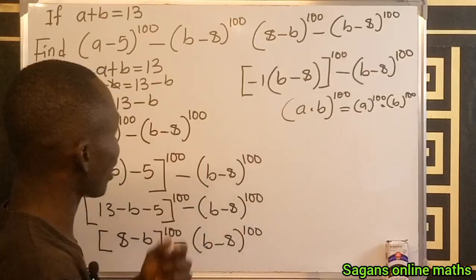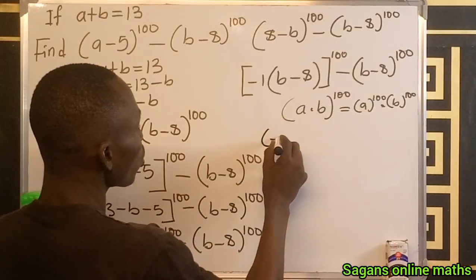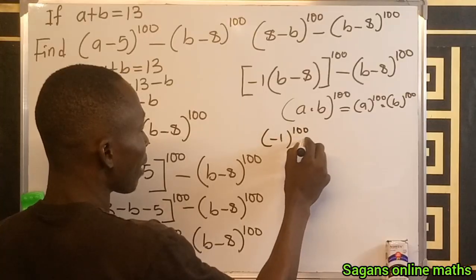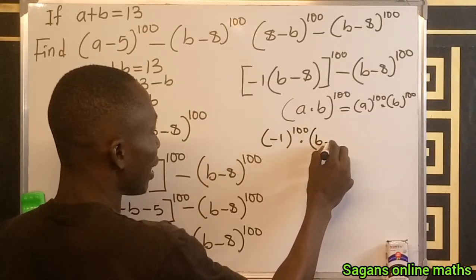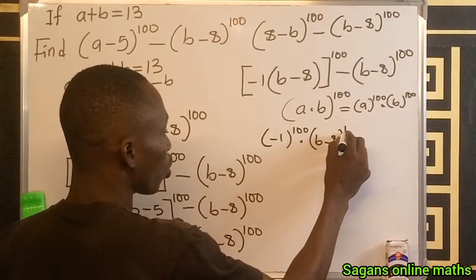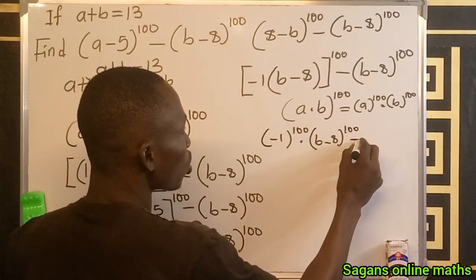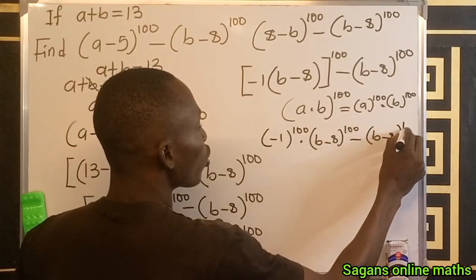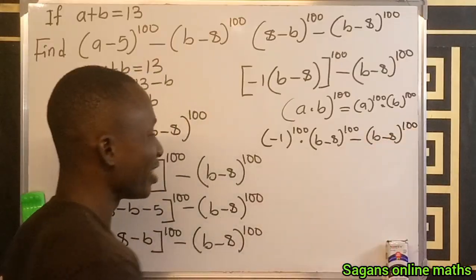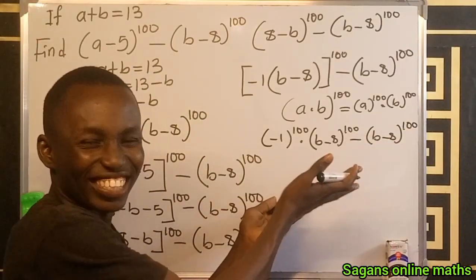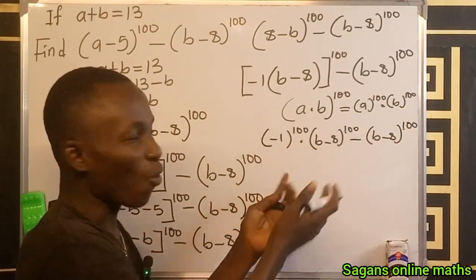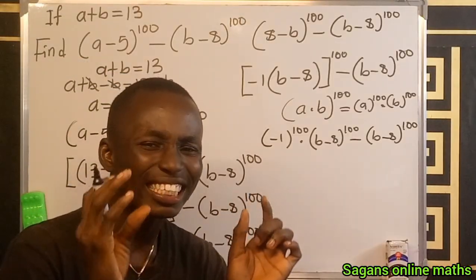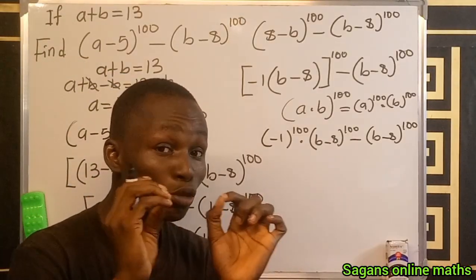So what are we going to do? We can write this as (-1)^100 multiplied by (b - 8)^100, then minus (b - 8)^100. Wow, this is amazing. This is pocket genius. I love this. Wow. Have you seen why the law of indices is very interesting when solving problems?